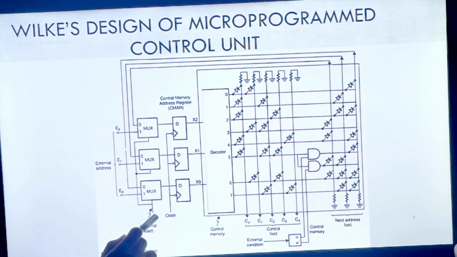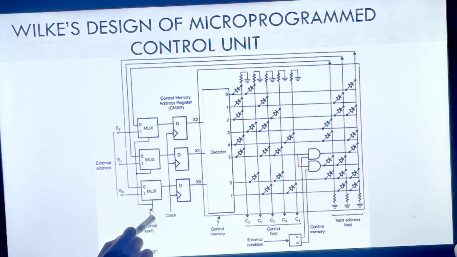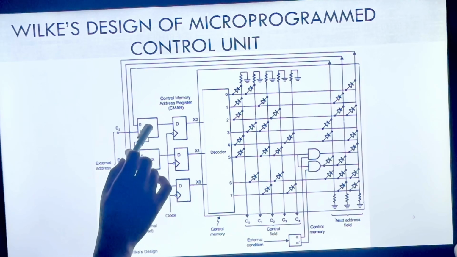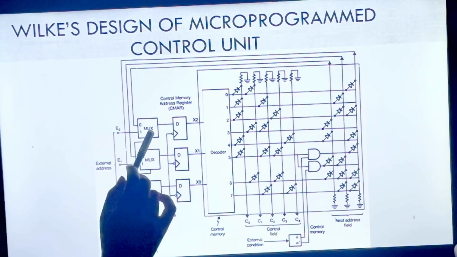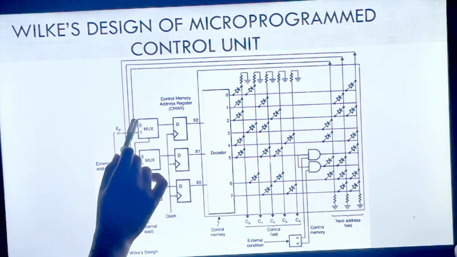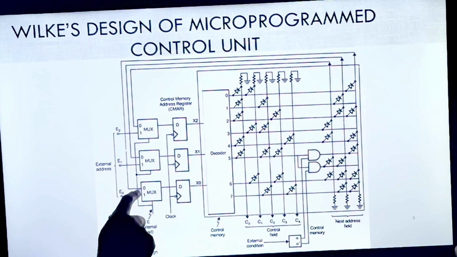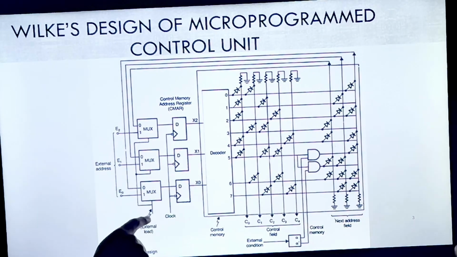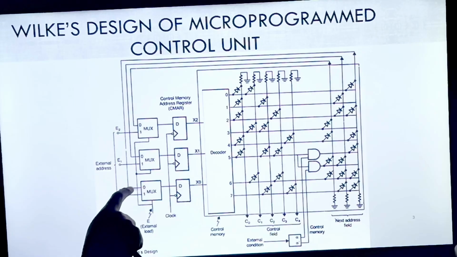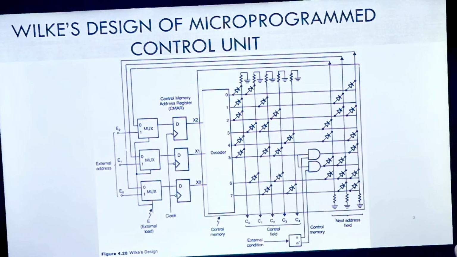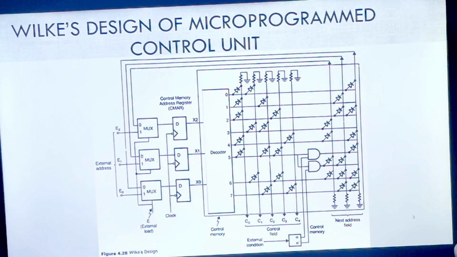So by default this selection line is 0. This selection line being 0 means input line 0 will work. What is my input line 0? This input line 0 is nothing but the next address field. See, everywhere it's connected with the 0 input only. So by default your selection line is also 0. So it will take the address sent by your next address field. Now why do we need this multiplexer?